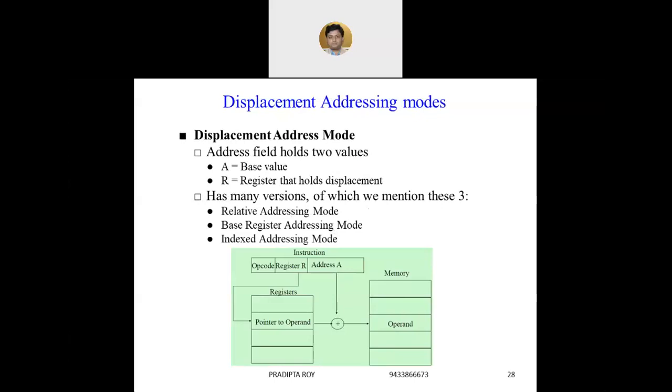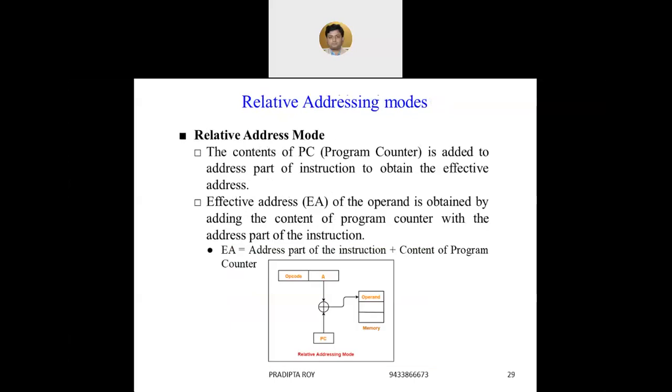Next, we will discuss different displacement address modes. Here, the address field holds two different values: one is the base value, and then the displacement. The different versions of displacement modes are relative address mode, base register address mode, and index register address mode. In relative address mode, the content of the program counter is added to the address part of the instruction to obtain the effective address.